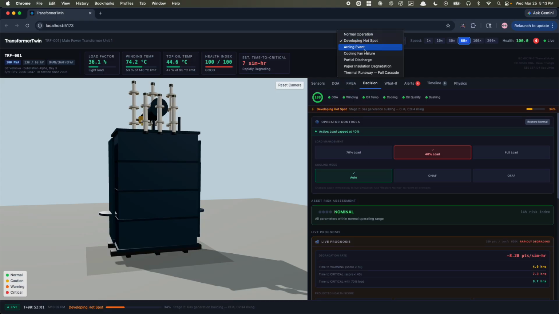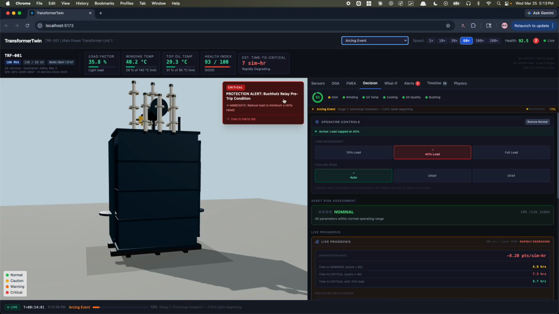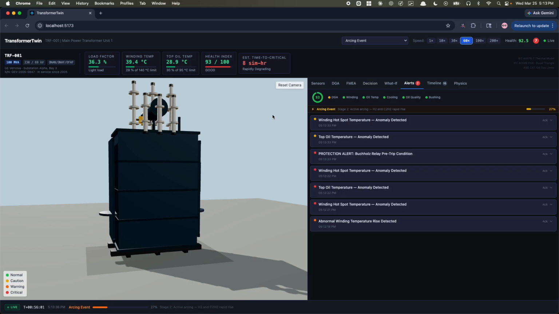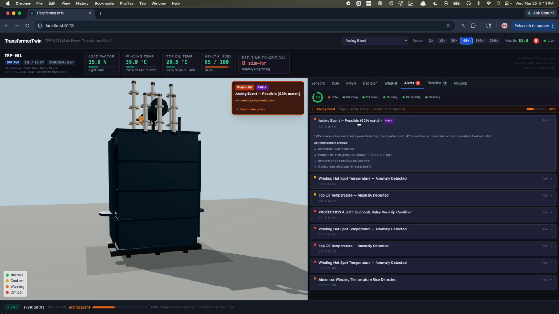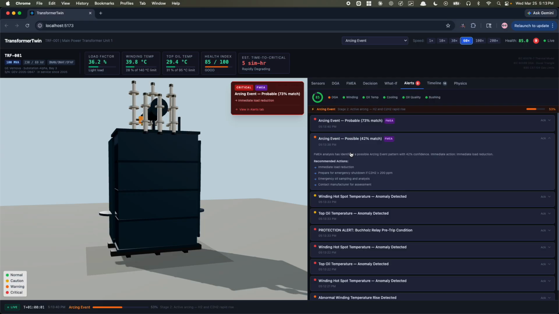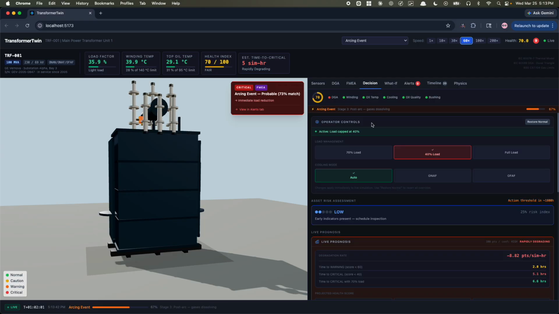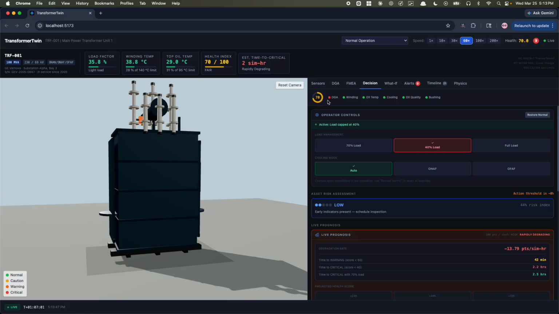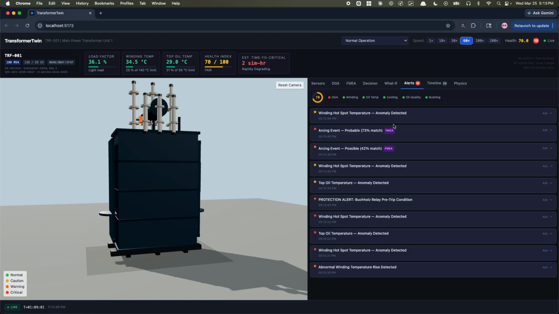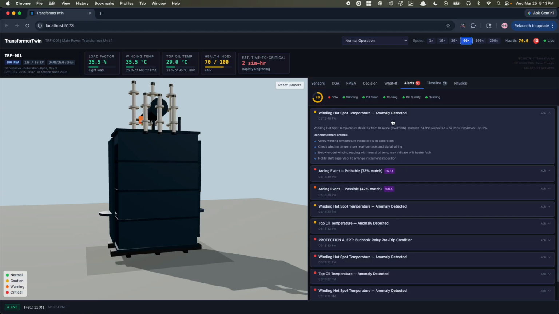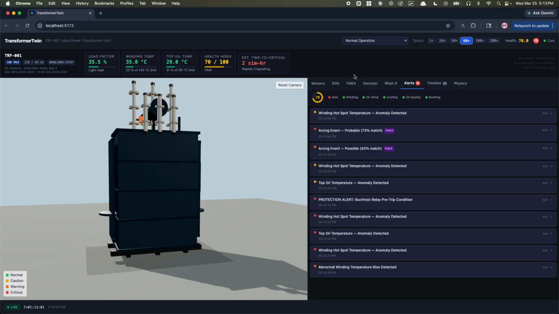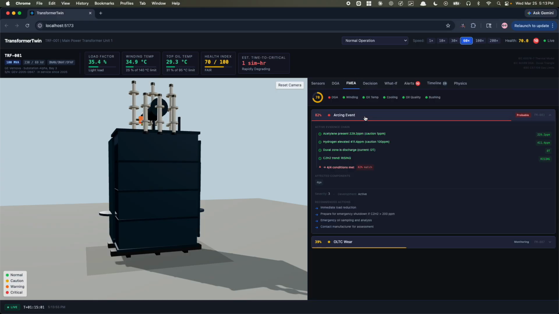Now let's go ahead with the arcing event and have a look. It asks us to reduce load to minimum immediately. Anomaly has been detected. We need to reduce the load. So we can go ahead and do that. It's auto load capped at 40% based on the event that has been going on. And we see lots of alerts now based on this situation. FMEA predicts that all the four conditions have been met for an arcing event, and it gives us some recommended actions as well.